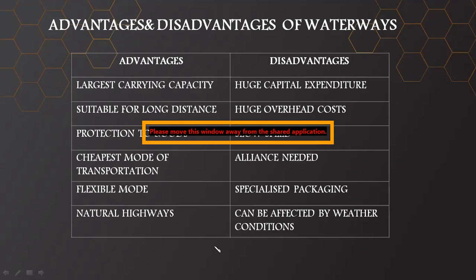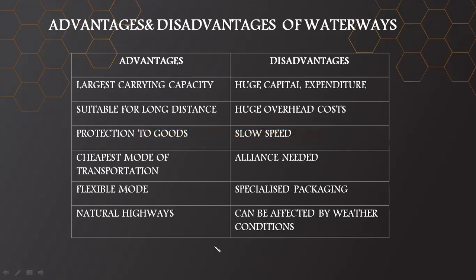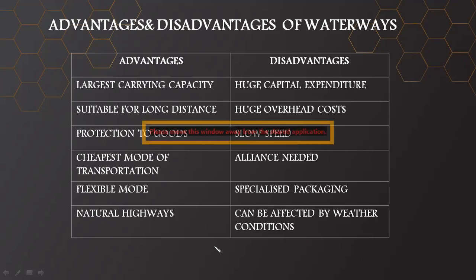At the same time, disadvantages include again huge capital expenditure and huge overhead costs, because we need to maintain the port, the ship, the vessels, etc. The speed is low compared to other modes of transportation. Alliance required. Alliance required means many times the port will not be near to the destination.